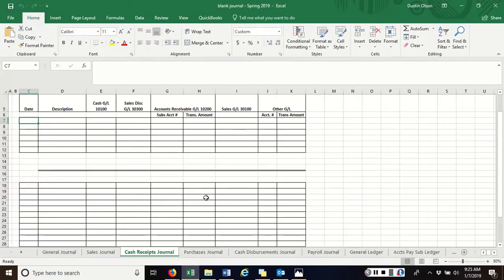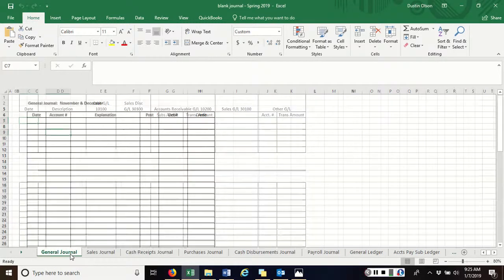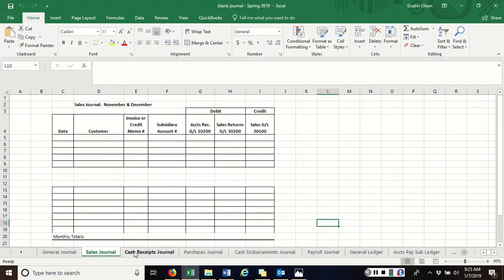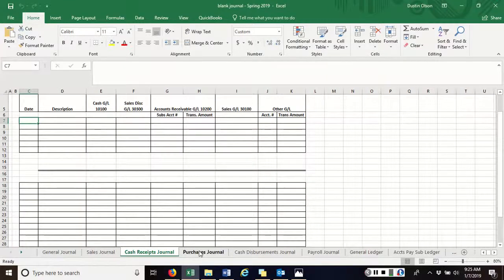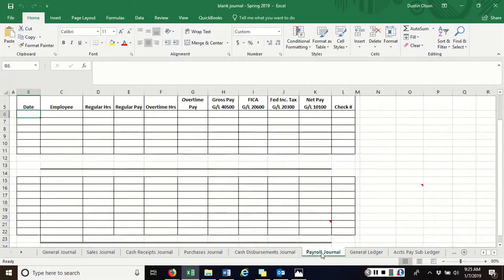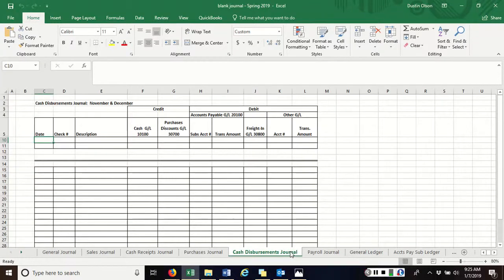And now we come up to our journal page, and we've got our general journal, our sales journal, our cash receipts journal, our purchases journal, cash disbursements, and payroll. So we want to find our cash disbursements journal. If you just click around through the tabs, kind of like I did here, you'll find that.